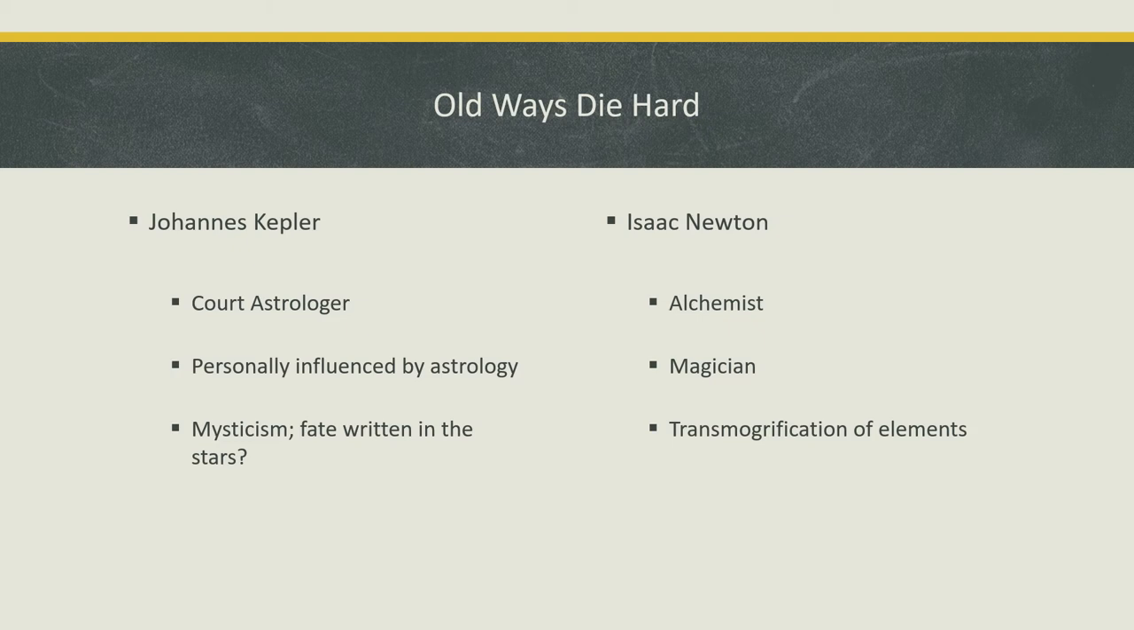Isaac Newton, although a profoundly important scientist in his own right, was also an alchemist and a magician, and he tried transmogrification of elements, particularly turning base metals into gold, and constantly tried to break into that quote unquote pseudoscience of alchemy.